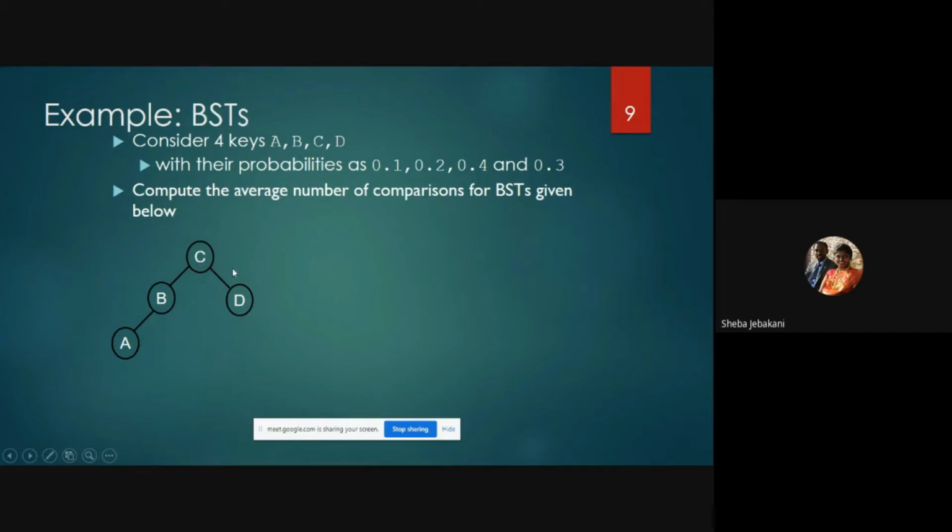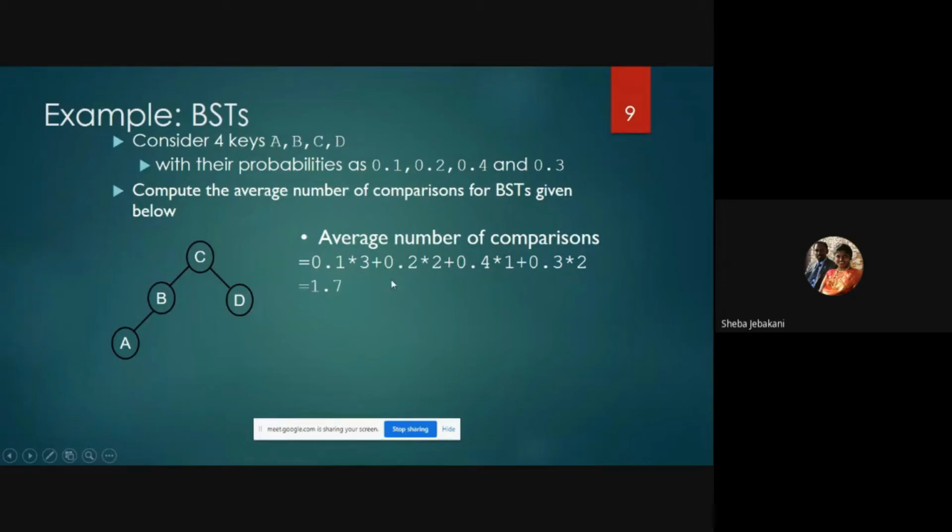Now the average comparison will be how many times each letter appears, multiplied by the number of comparisons you need for each. A is 0.1 and you need 3 comparisons for A, so 0.1 into 3, plus B is 0.2, and for B you need 2 comparisons, so 0.2 into 2, plus for C it is only one comparison, so 0.4 into 1, and for D it is 2 comparisons, so 0.3 into 2. If we add it all up, we get 1.7 as the value.